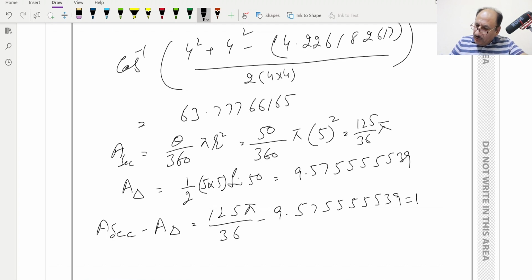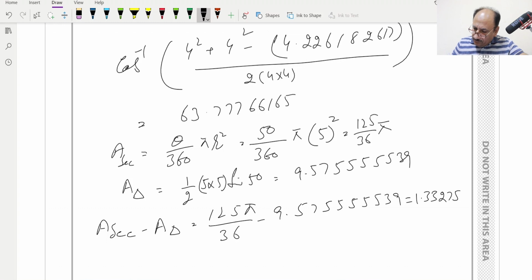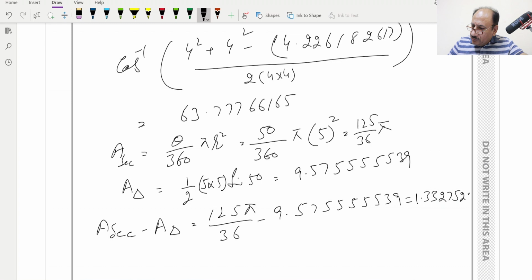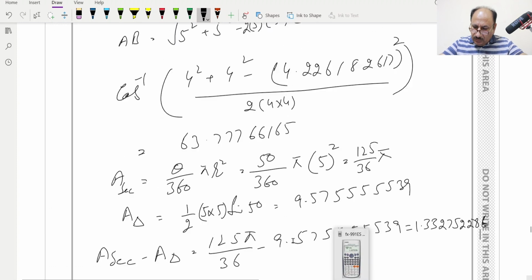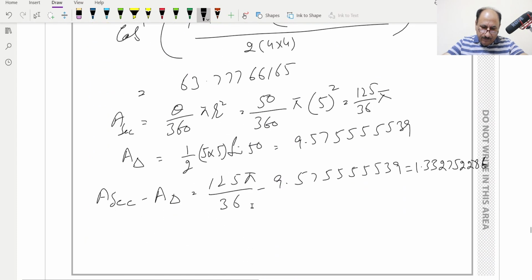1.33275 and 2286. This will be the area of this shaded shape. So this is sector 1, we can write here sector 1.